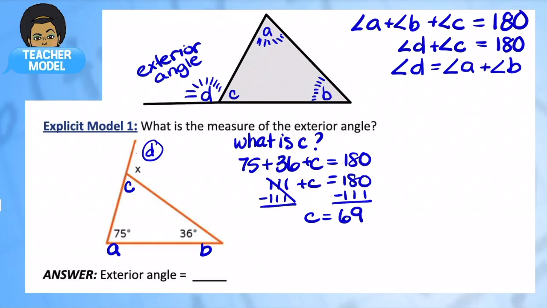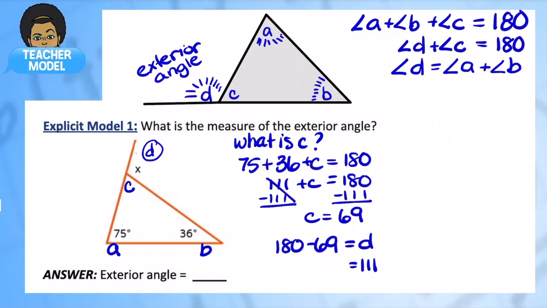And then if you really wanted to, and I've seen lots of kids do this, some kids go, if I know that this is 69 here, couldn't I just do 180 minus 69 to get angle D? You absolutely could, and you're still going to get 111. Because it's the same number. You're subtracting and adding the same 69.